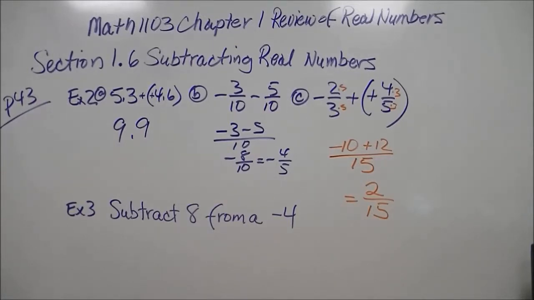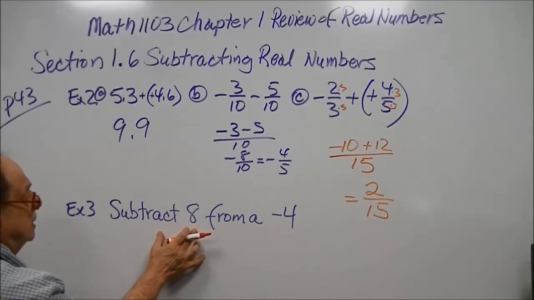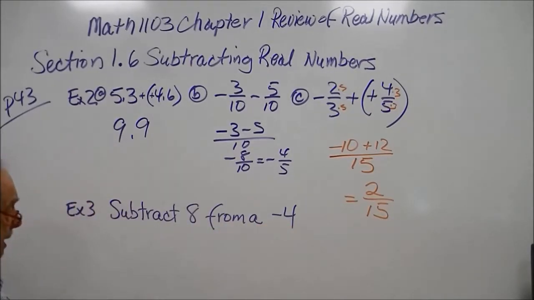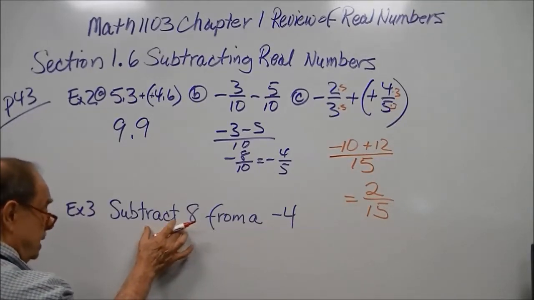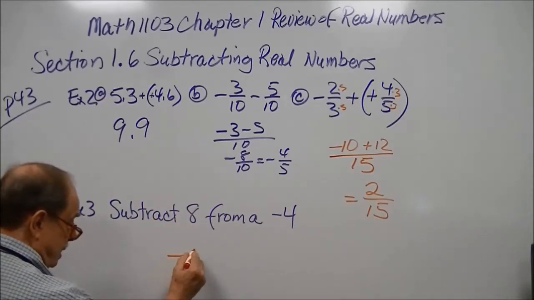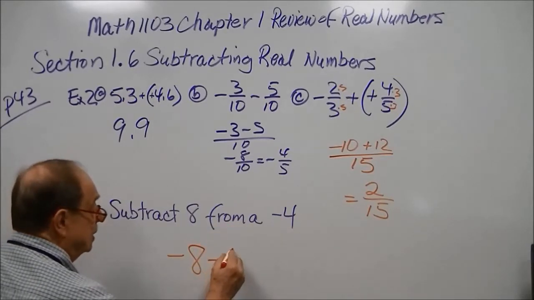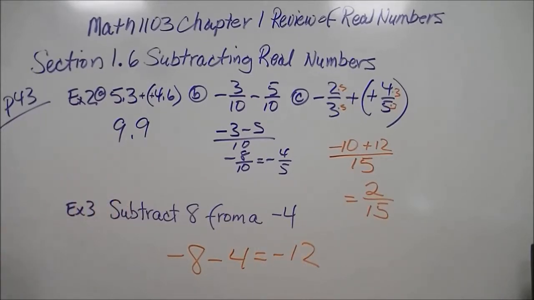Now, as we go on to example 3, again, you're going to come across some like this, so you want to be sure to know how to handle it. Here it's saying subtract 8 from a negative 4. So my suggestion is just convert this to what it is. Subtract negative 8 from a negative 4. That's going to give you a negative 12.